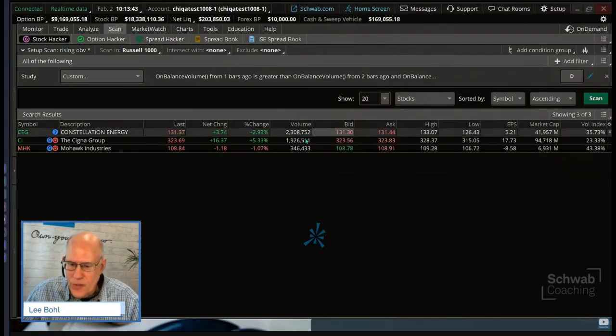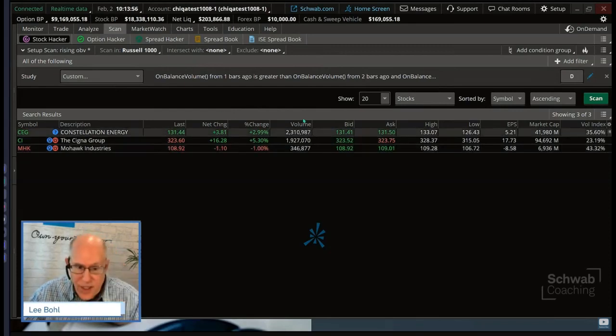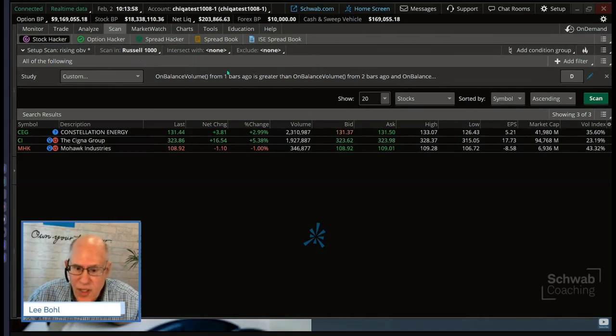Okay, so when we first do this, every time you do a screen and you do some conditions, before you add new ones, you want to check to see if you're getting what you got so far. All right, so let's just search in the Russell 1000 for rising on-balance volume.